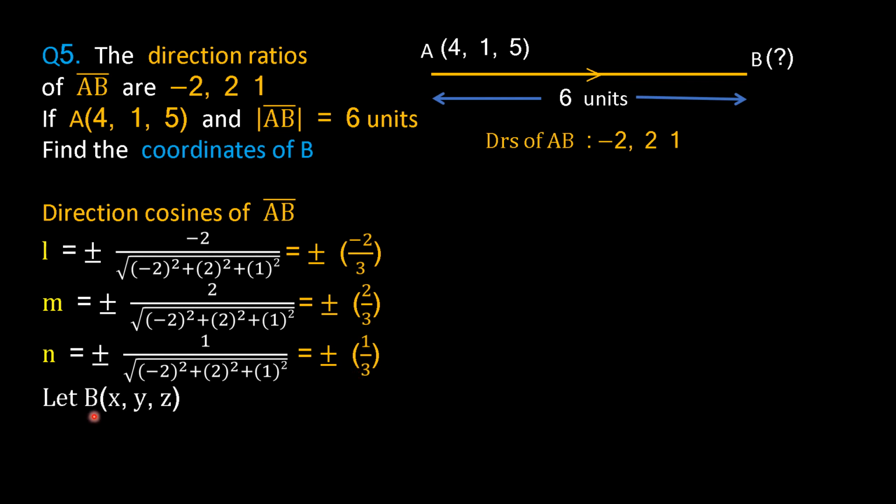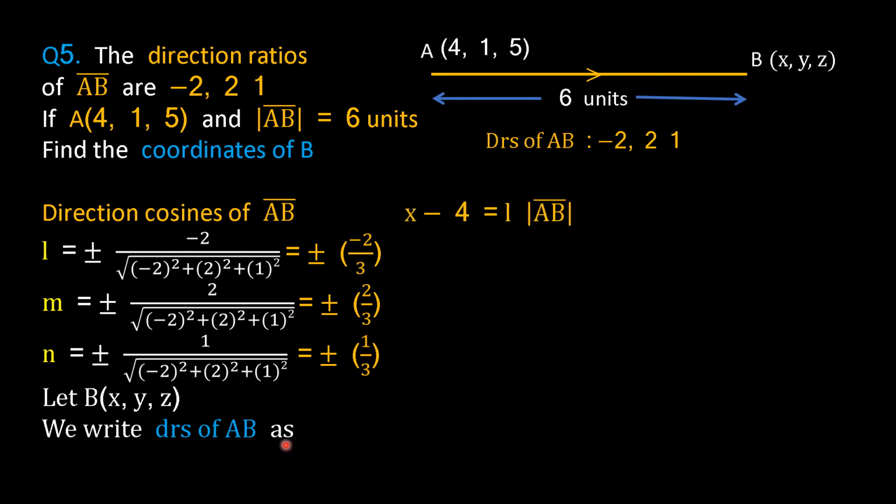We will assume the coordinates of B to be x, y, z and write the direction ratios of AB bar as x minus 4 equals l times mod AB bar, which will be x equals plus minus -2 by 3 times 6 plus 4. 3 2s are 6, 2 2s are 4, so it will be minus plus 4 plus 4. So that will be either 0 or 8.